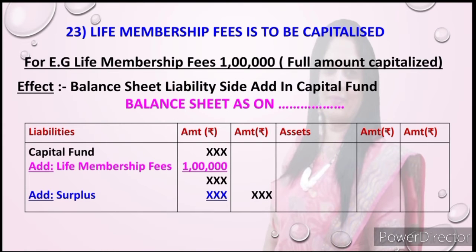You can see in the balance sheet liability side, first capital fund is written, then in that you have to add life membership fees 1 lakh rupees. If surplus is there then you have to add, and suppose deficit is there then you have to deduct the amount of deficit.